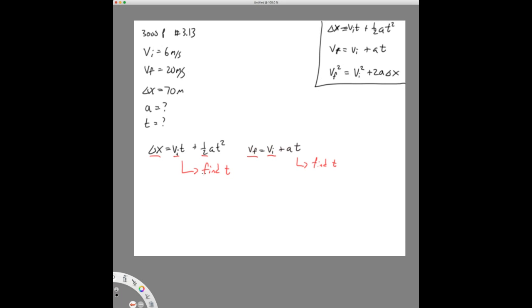So how are you going to solve this? Well, I would recommend solving the second equation here for t, because solving the first equation for t is going to be much harder. You have a t and a t squared. And plug into the first equation here and here. And then simplify.